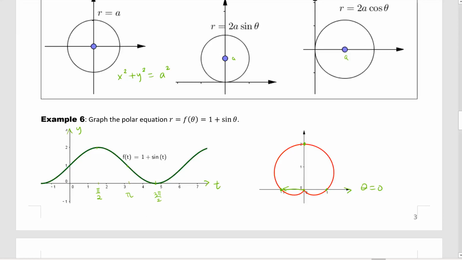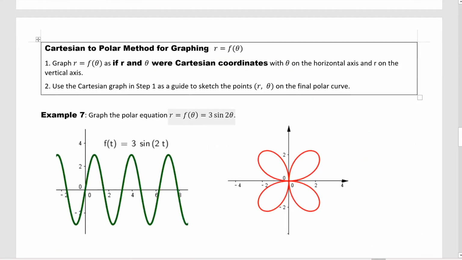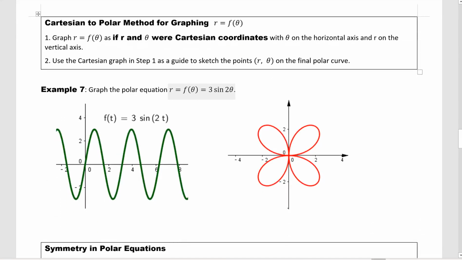And here, yes, you graph r equals f of theta as if r and theta were Cartesian coordinates, with theta on the horizontal axis and r on the vertical axis, and then use the Cartesian graph in step 1 as a guide to sketch the points on the final polar curve, and then you connect them smoothly.